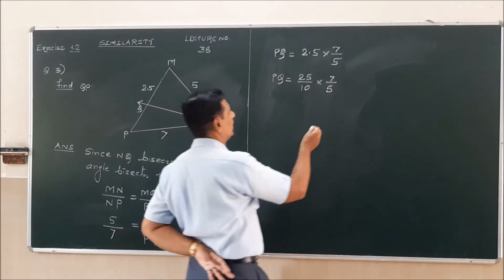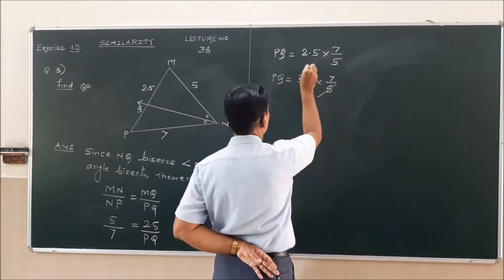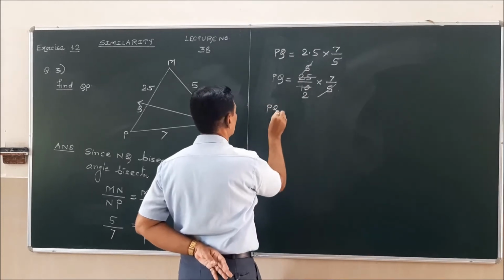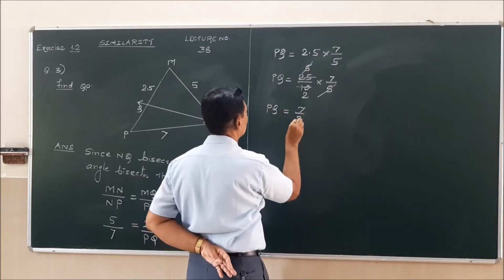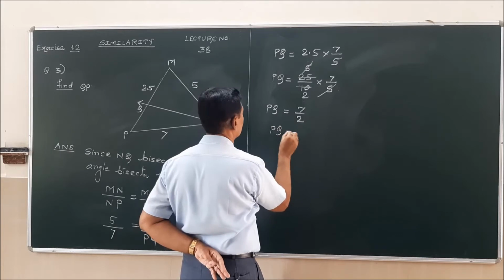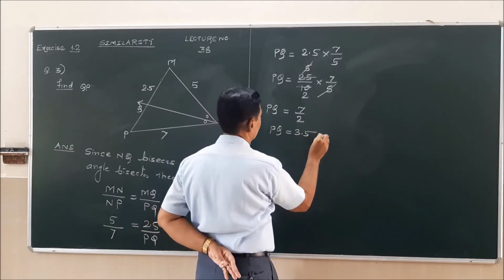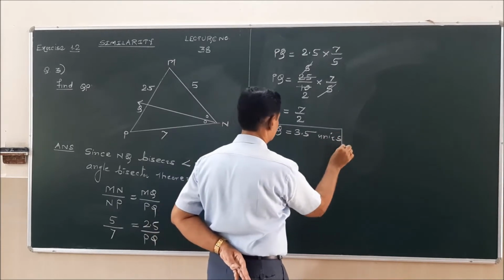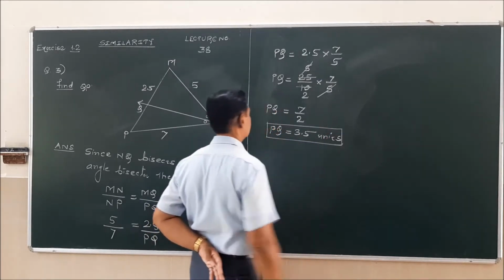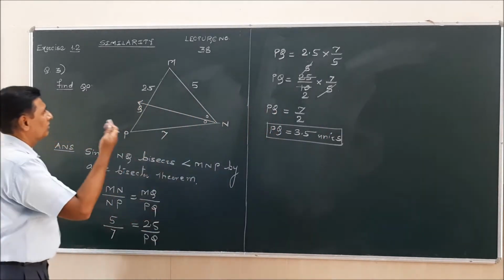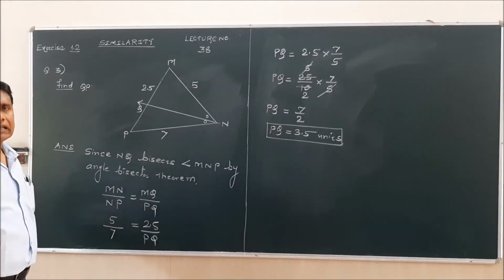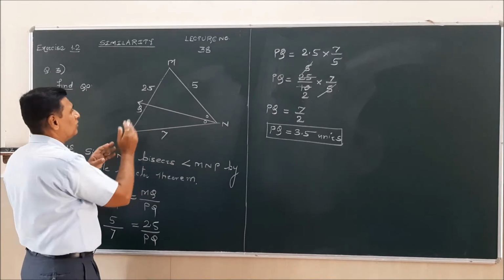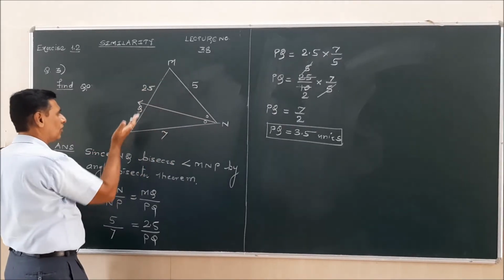So 5 5 is 25, 5 2 is 10. So PQ is equal to 7 upon 2. So PQ is equal to 3.5 units. So this is how you will find. Very easy sum, because it is already given as angle bisector. So we apply the theorem that MN upon NP is equal to corresponding side MQ upon PQ.